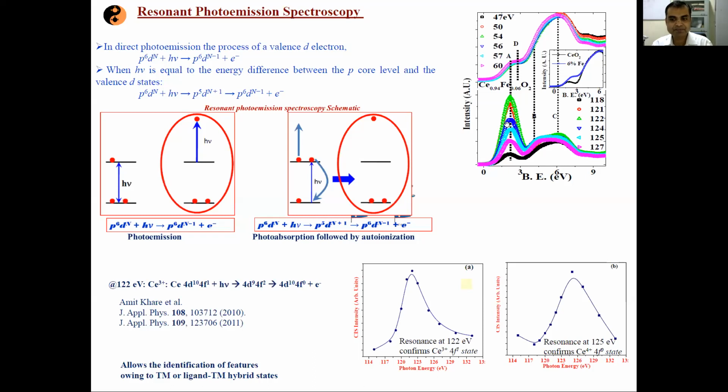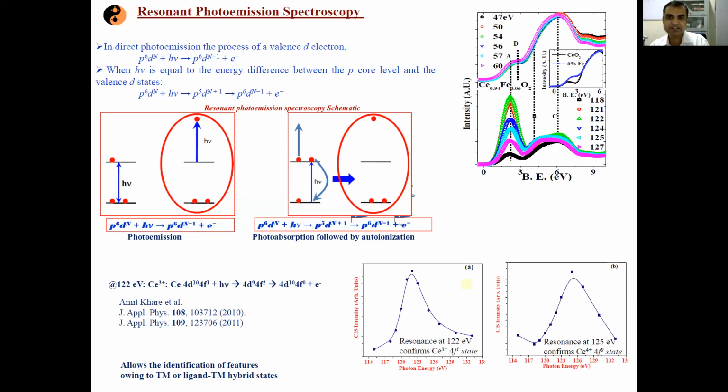So this kind of experiment one can do to really understand whether a particular feature in the valence band spectra belongs to what state of transition metal element or the rare earth element present in the system. And of course, to do this kind of experiment, we have to record valence band spectra at different incident photon energy. So you need to tune the incident photon energy, and therefore we need to have a synchrotron source. This kind of experiment can be done only with the synchrotron source, not with the lab source. Okay, so this is one thing that one can get an idea about.